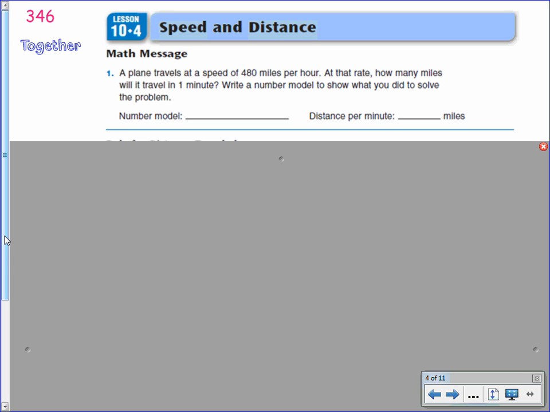Okay, how could we figure that out? If it travels at 480 miles per hour, if I only wanted to know 1 minute of that, how could I figure that out? What do you think, Grace? Could you just take the zeros off of 480 and then an hour 60 minutes, take the 0 off of 60 and then do 48 divided by 6?